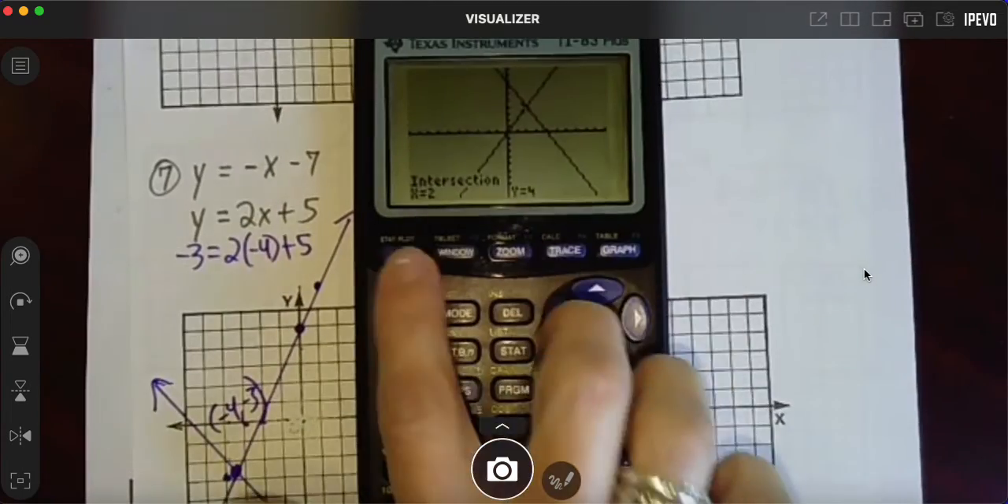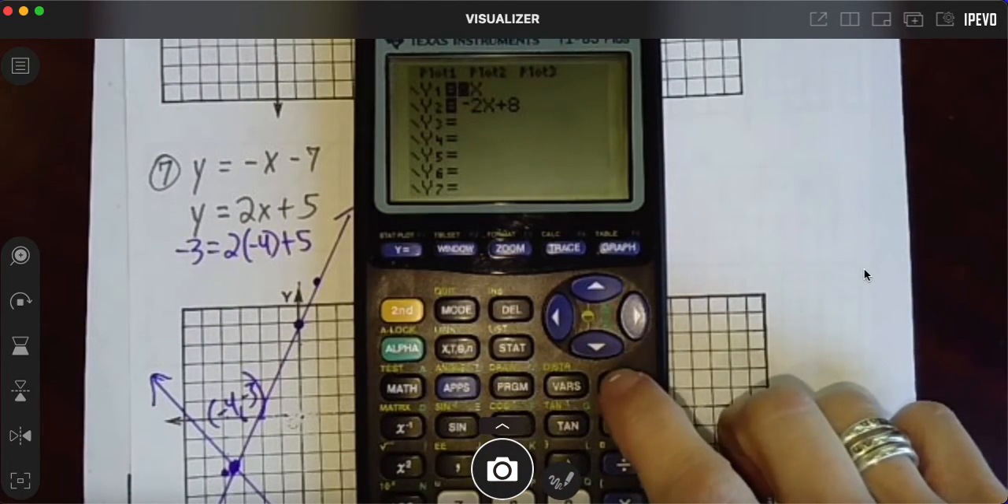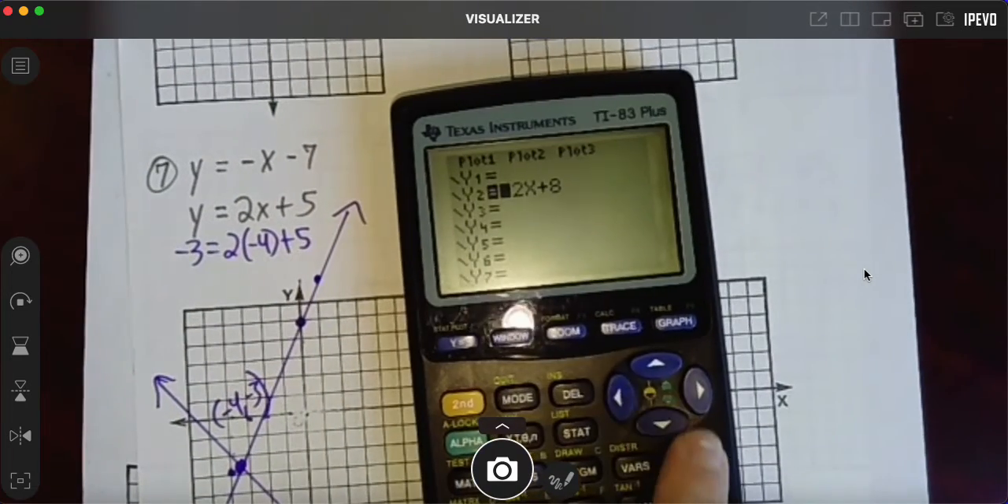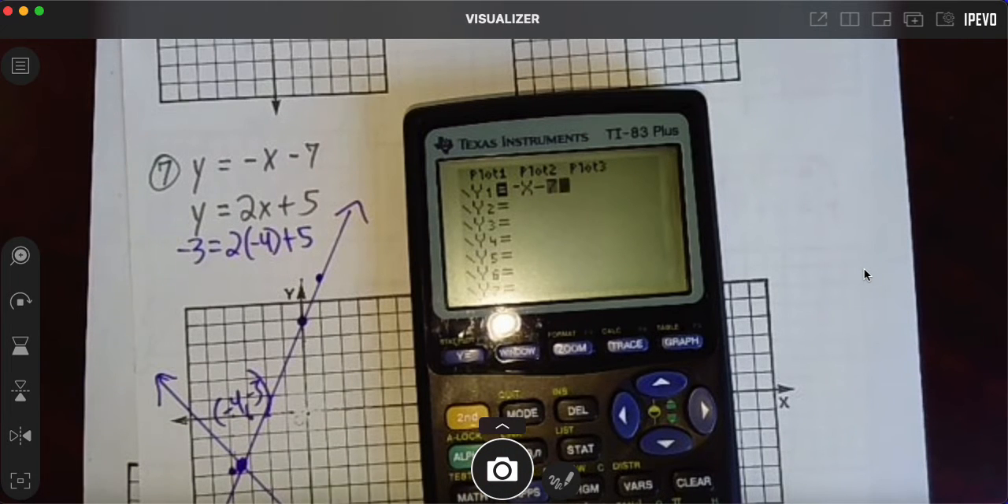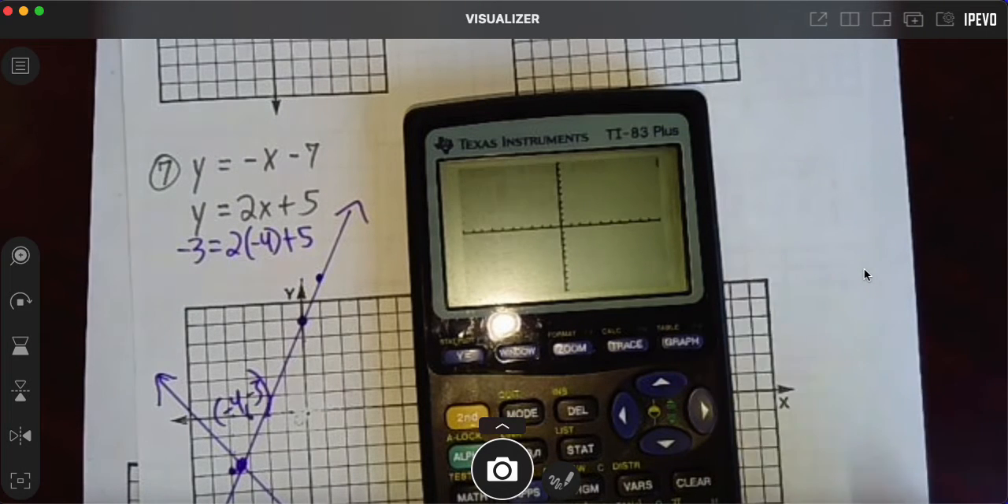So go back to y equals. Press y equals, and then you're going to clear those 2 out and put your 2 new ones in. Because I couldn't quite tell where the answer was, I'm going to let my calculator help me. So I'm going to type in negative x minus 7, and then press enter and go down to 2x plus 5. And then what are we needing? A graph. So we're going to press graph, and it's drawing our 2x plus 5.